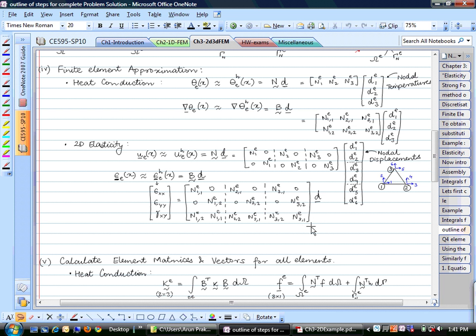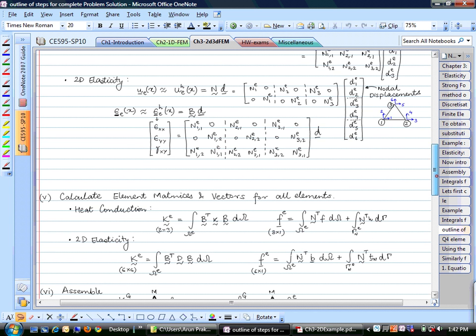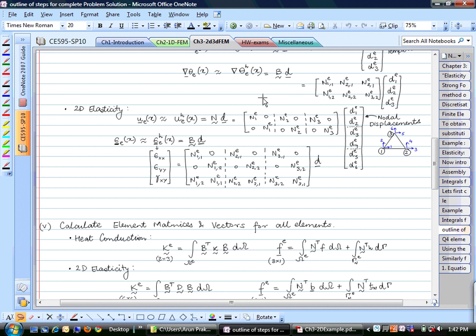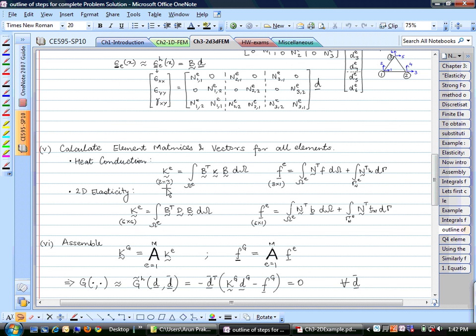So once you have this, you can plug it back into your weak form. And we saw that if you do that, you come up with these element stiffness matrices. The meaning of this B matrix is different for these different problems. In the heat conduction problem, the B matrix looks like this. For the 2D elasticity problem, it looks something like this. But essentially we will always end up with this kind of a formula for the stiffness matrix.